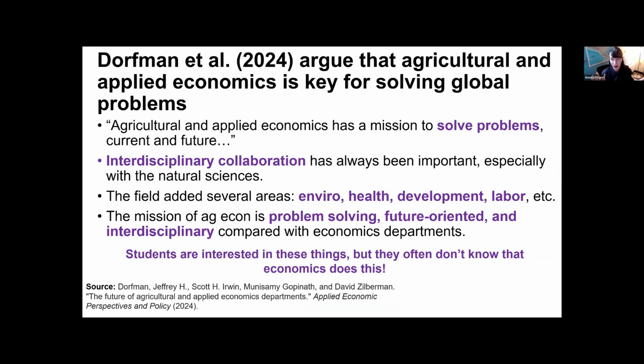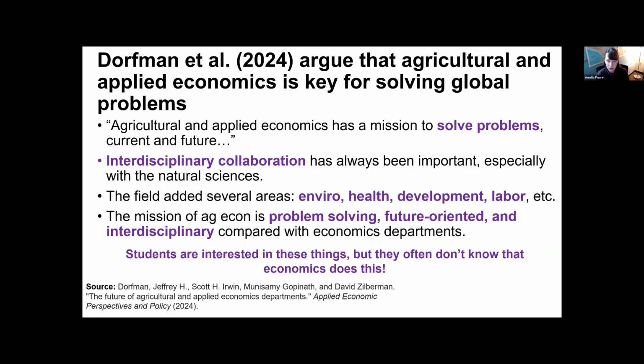Okay, so when we're thinking about modern food economics or modern agricultural economics, what is really going on with it? Well, there's a great article by Jeffrey Dorfman. One of the things that they talk about in this article is that agricultural economics really has a mission to solve problems, current and future problems. It also has a lot of opportunity for interdisciplinary collaboration. You can see in this session, for example, there's a lot of folks from nutrition, from public health. We've got physicians in here, we've got sociologists, we've got economists in here too, but people from all over, different academic fields are interested in this. And that's because this interdisciplinary collaboration is key for solving food system problems. The field of ag econ has added several different areas like environmental economics, health economics, and it's all about that applied work that tries to solve problems in those areas. And it's future oriented, and I think it has a lot to offer.